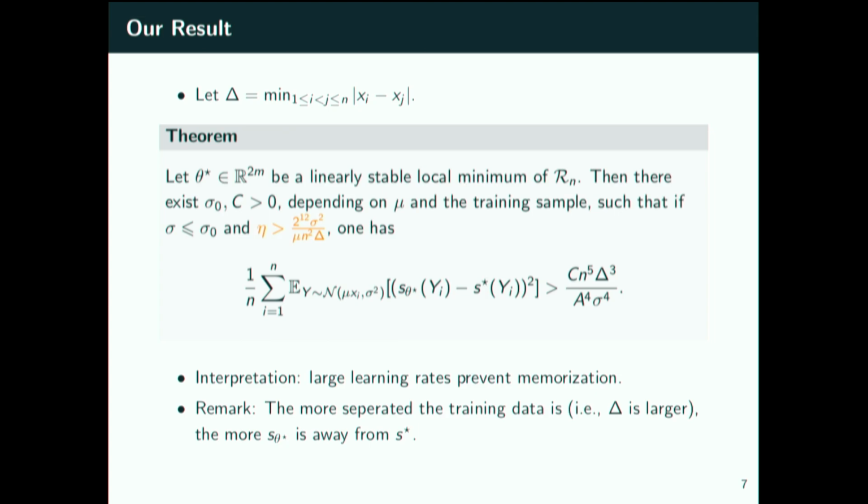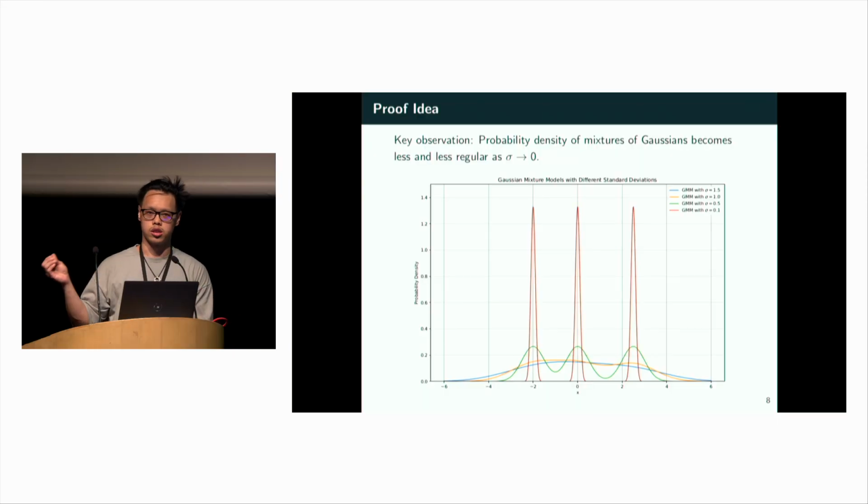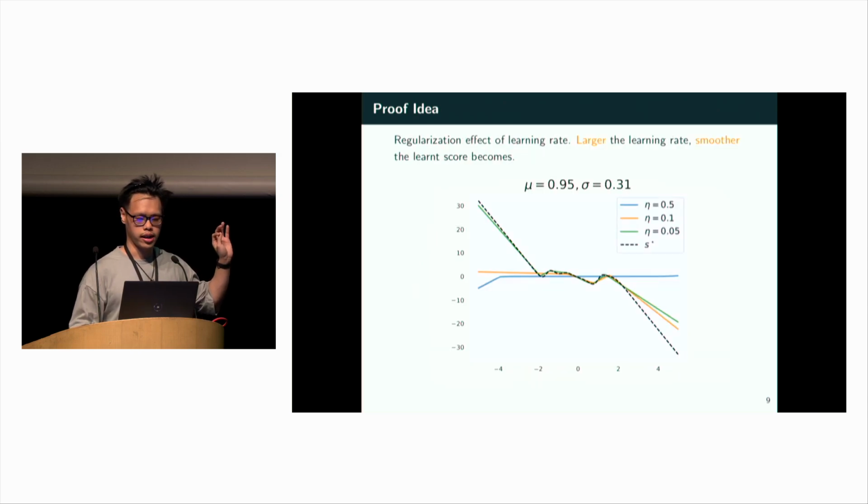Now, to give you an idea of how to prove this, there are two key points. One is that s star is just the score function of a Gaussian mixture distribution, and as sigma goes to 0, the probability density of mixtures of Gaussians becomes irregular, and hence the score function s star also becomes irregular. Combining this with the fact that the larger the learning rate, the smoother the learned score becomes, you can prove the result.